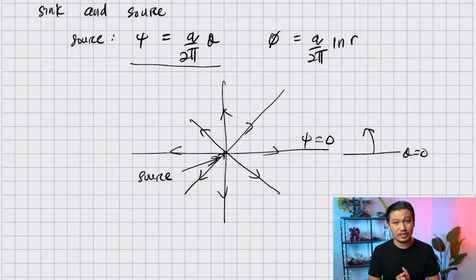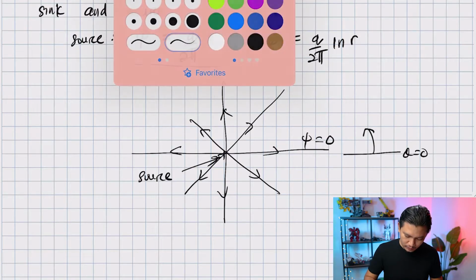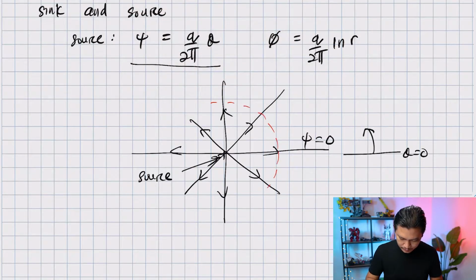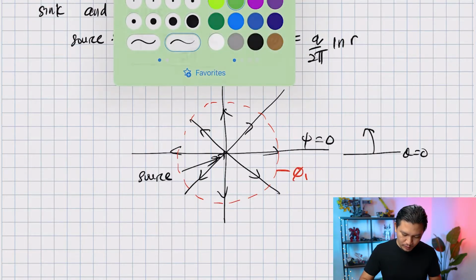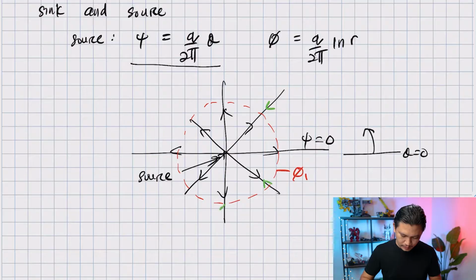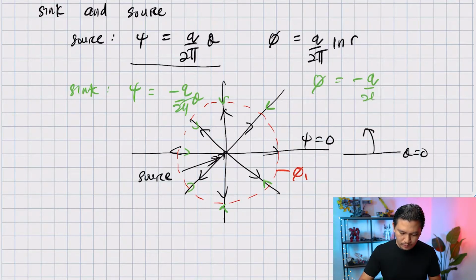As we know, the potential function is just perpendicular to the stream function. So if I were to draw my potential function, it should look something like this. Right? And this is my potential function. And for sink, simply the equation will be negative. So for sink, psi equals negative q over 2 pi theta and phi equals negative q over 2 pi ln r. So instead of the flow going outward from that center, it goes inward towards that center.